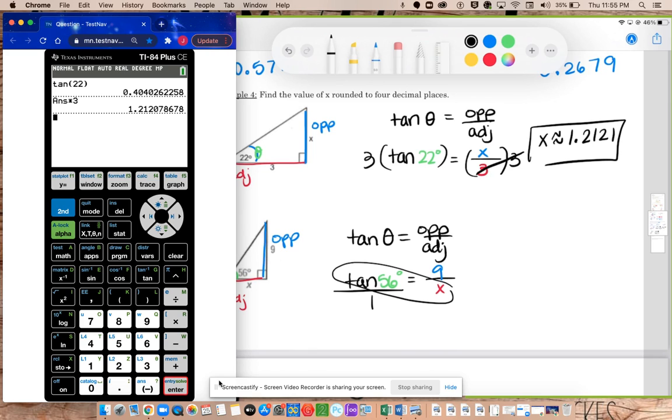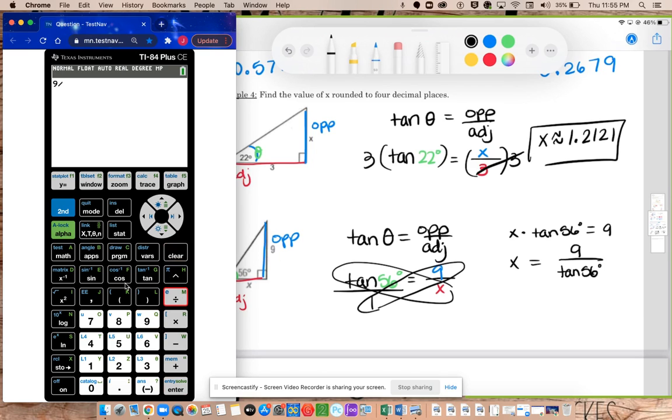So x times tan of 56 is going to equal 1 times 9. And to get x by itself, I'll divide by the tan. So x is going to equal 9 over tan of 56. And that is something we can do in our calculator. So we're going to do 9 divided by tan of 56. That'll give us about 6.0706. That rounds up.